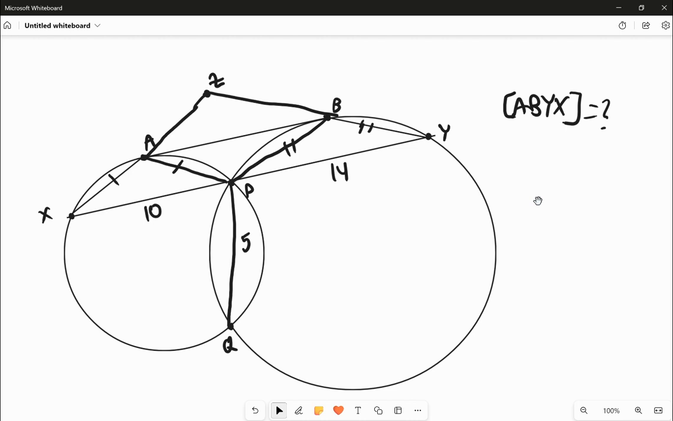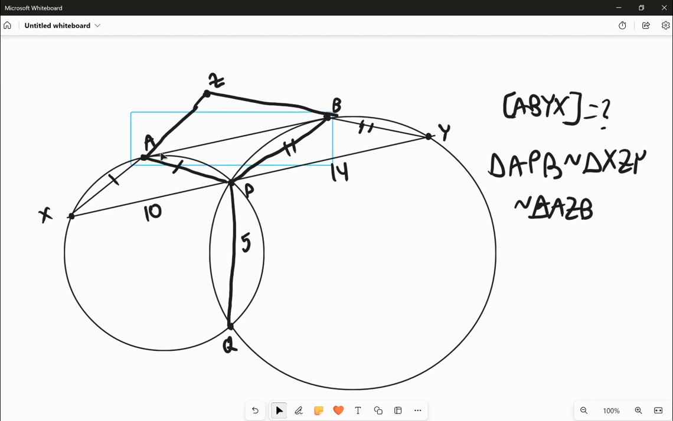How can we go about proving this? We already know that triangle APB is similar to triangle XZY, and this is similar to triangle AZB. So these two triangles are similar, but because they share a common side length AB, they are congruent, which means that these lengths are equal. And in fact, Z is a reflection of P across AB.